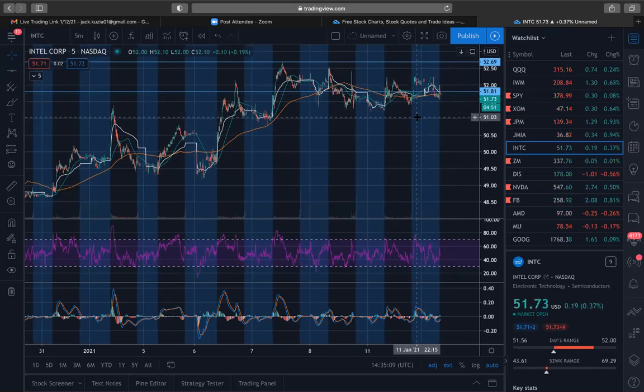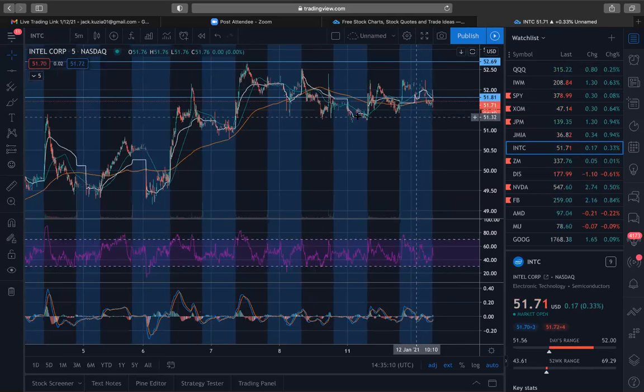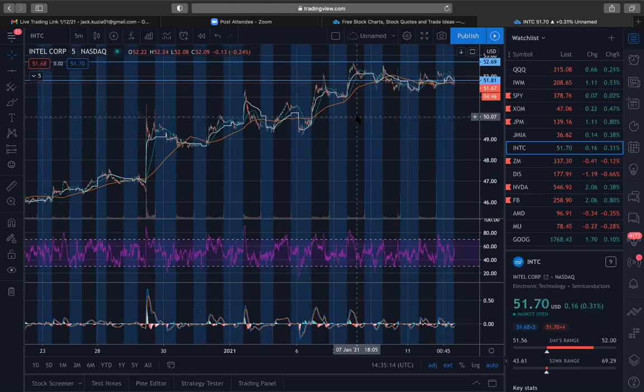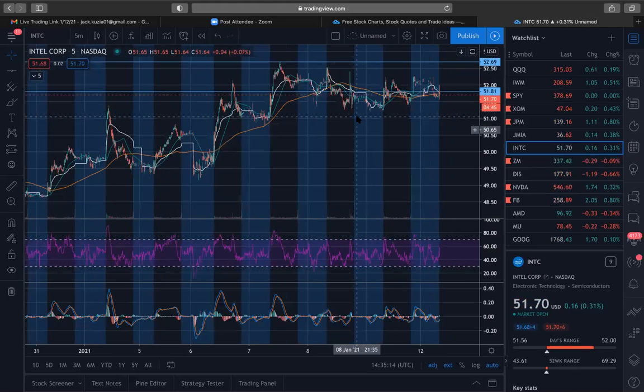INTC definitely has the potential to break out today. I don't know if it will today though.